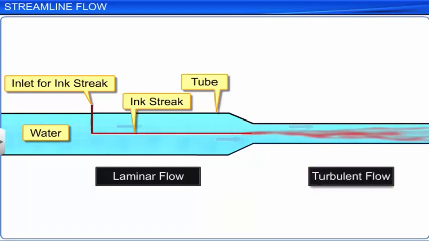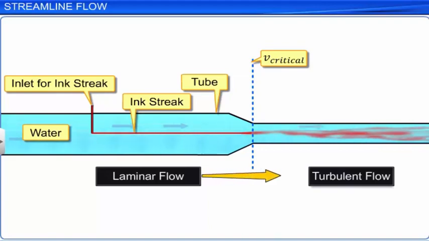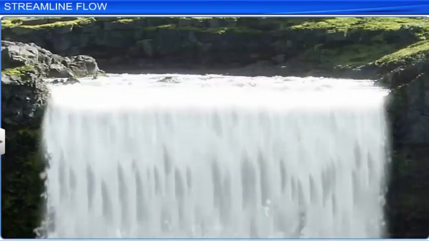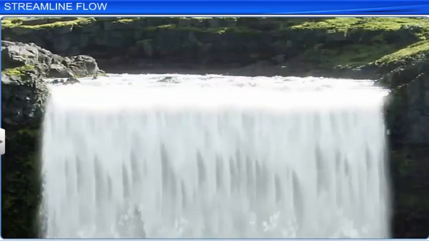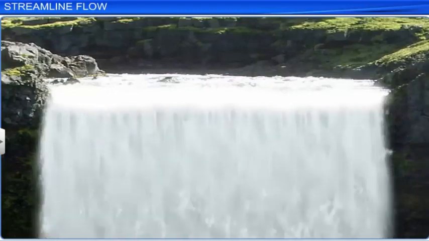If the velocity of a particle in a fluid crosses a particular value, called critical velocity, the flow changes from laminar to turbulent. Critical velocity is the velocity of a liquid at which its flow changes from laminar to turbulent. The speed or the direction of the flow varies in turbulent flow. Thus, the motion of water in a waterfall or a fast-flowing river is turbulent.